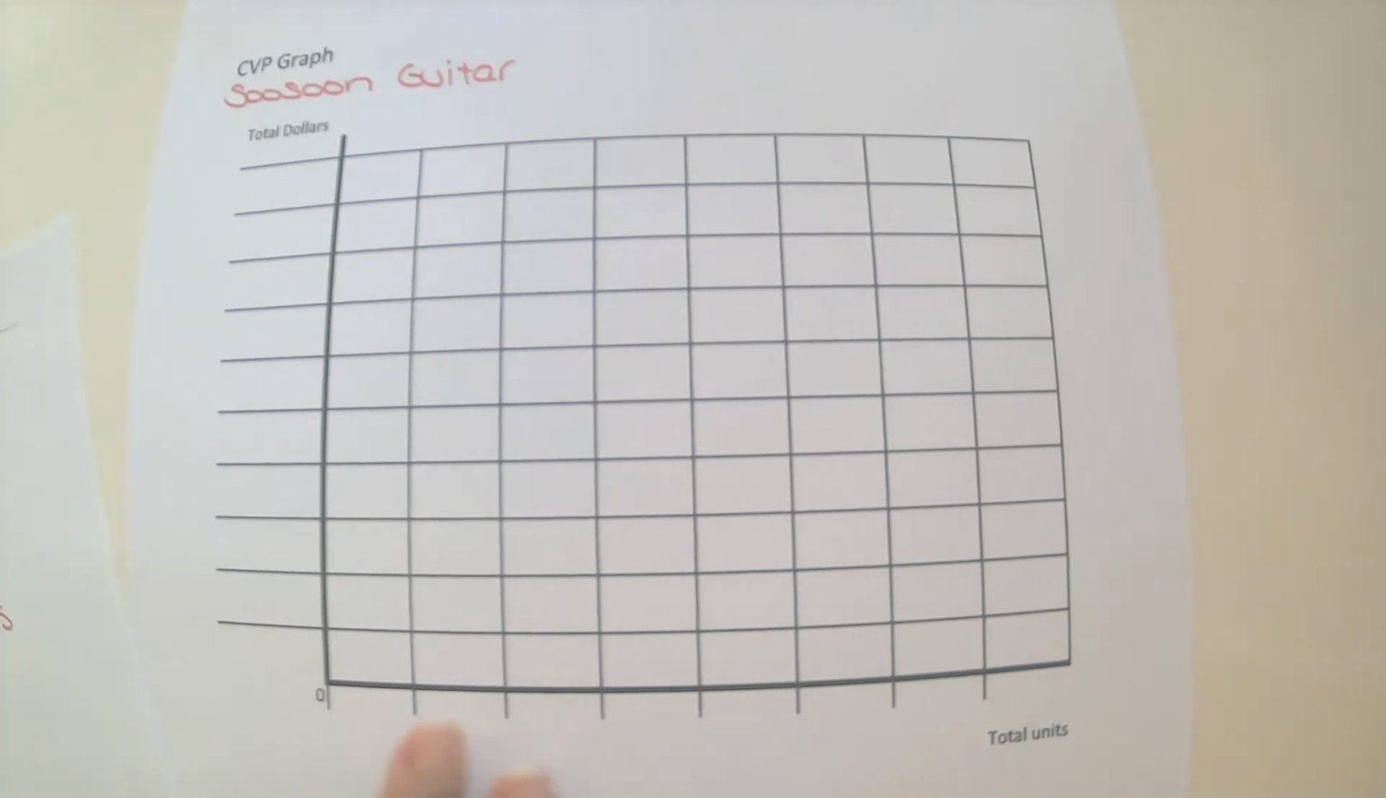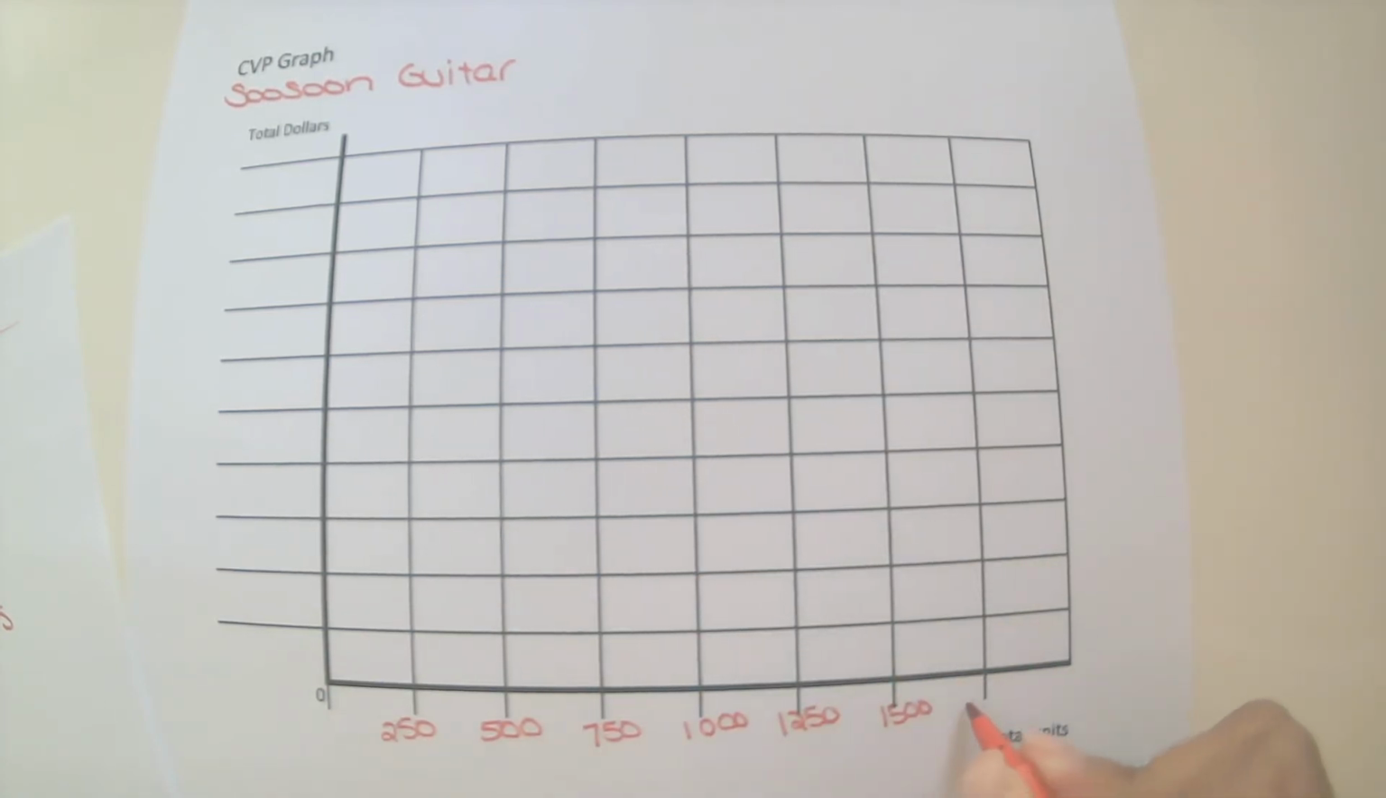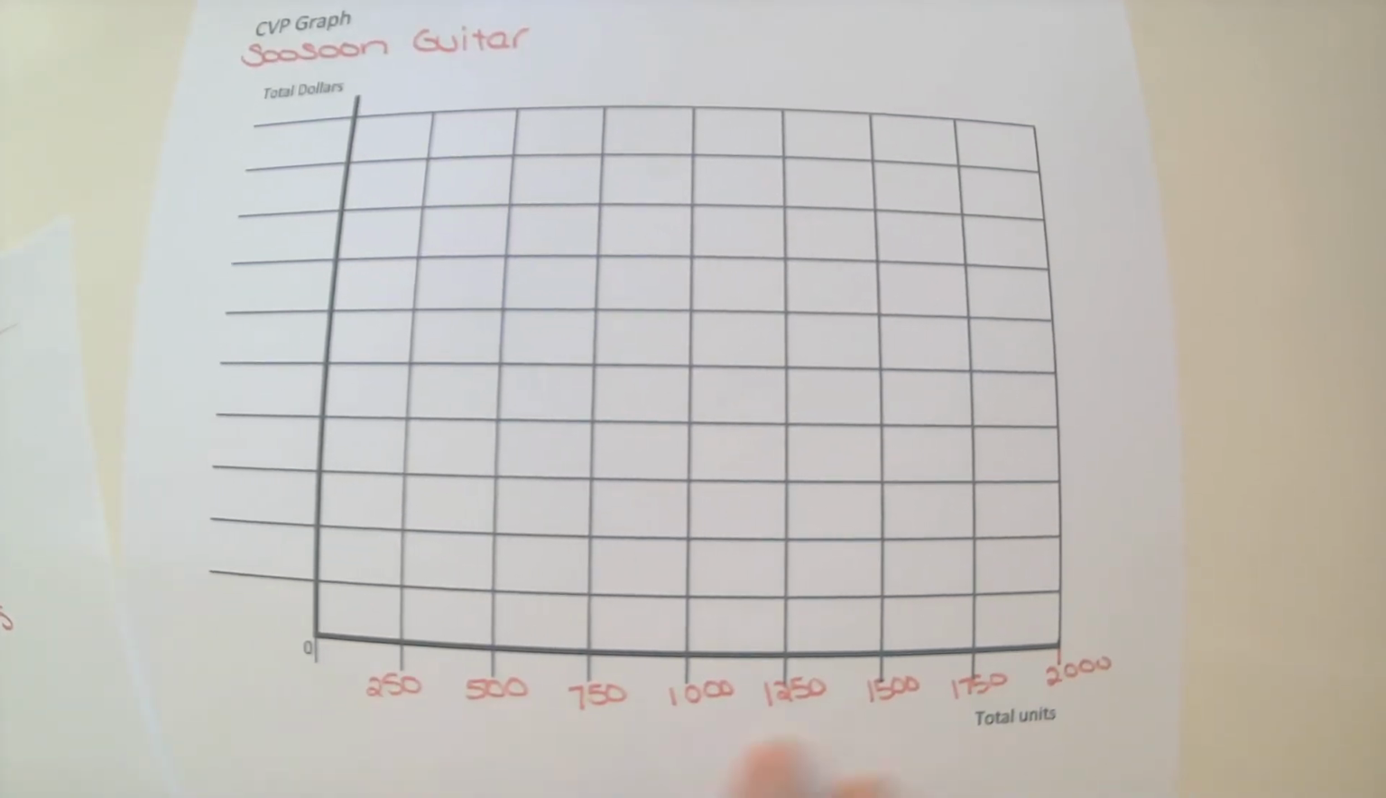So if I look at the increments down here, I'm going to be able to space it about 250 units apart, and that will put me with my break-even point kind of in the middle, a little bit off, but that's better than having it way towards one end or the other. 1,750 and then 2,000. Okay, so I've set my axes there.